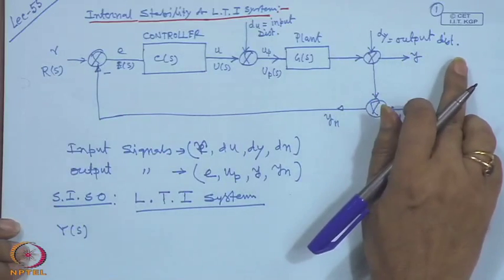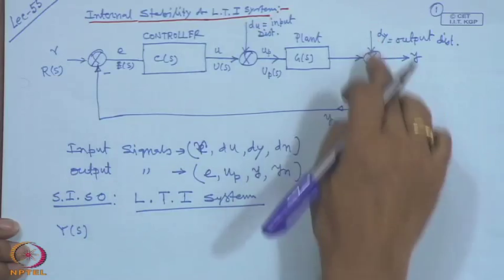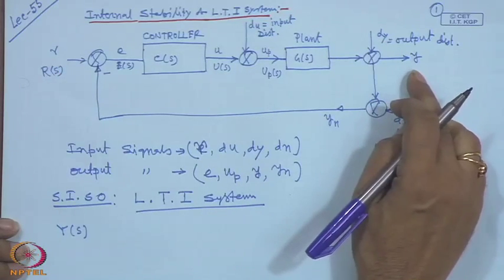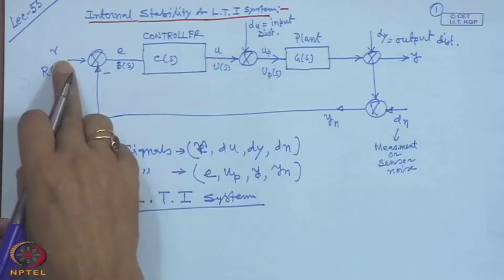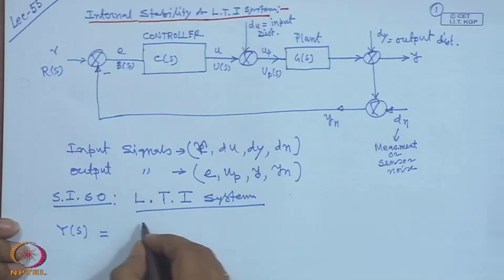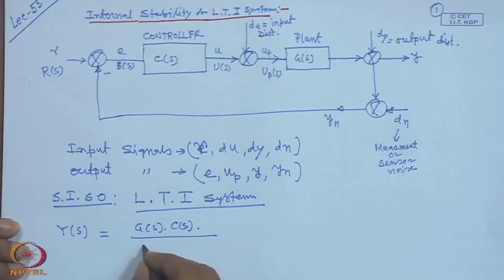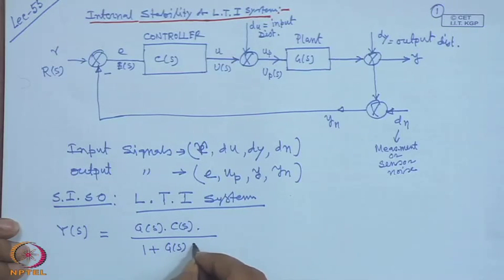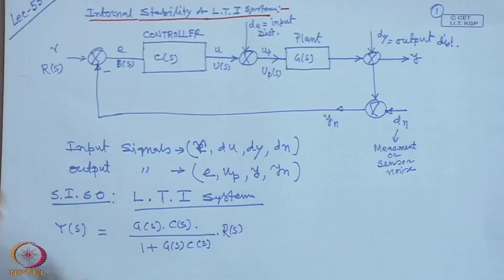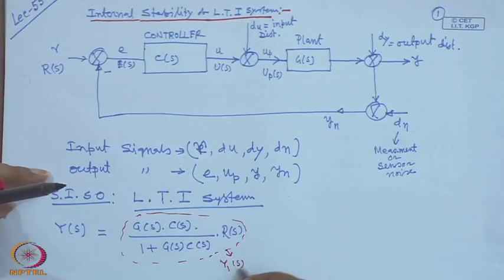Since it is a linear time invariant system, first we consider the output Y1 due to R only, assuming there are no inputs du, dy, dn. We want to find the output Y, denoted by Y1, due to R. It is our standard closed loop system: forward path transfer function G(s)C(s), divided by 1 plus loop transfer function G(s)C(s), into R(s). We can consider this as Y1(s) due to the input R(s).